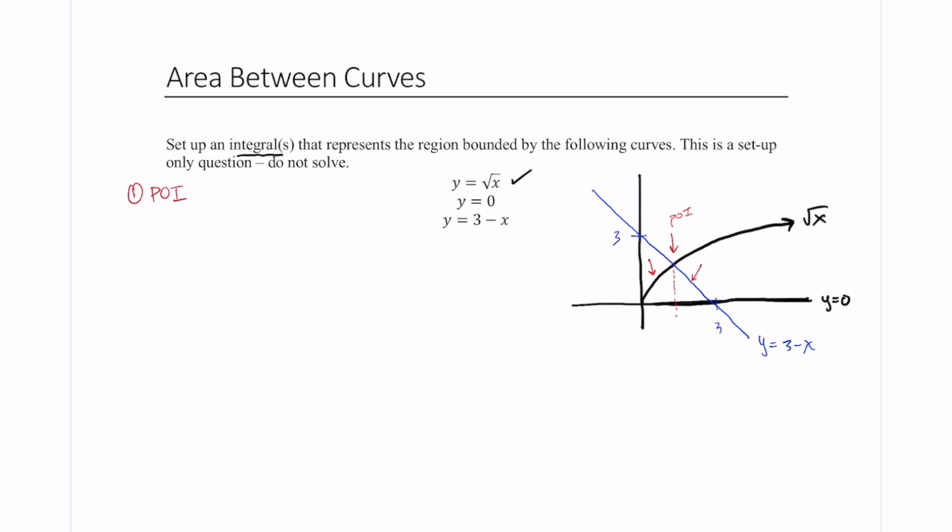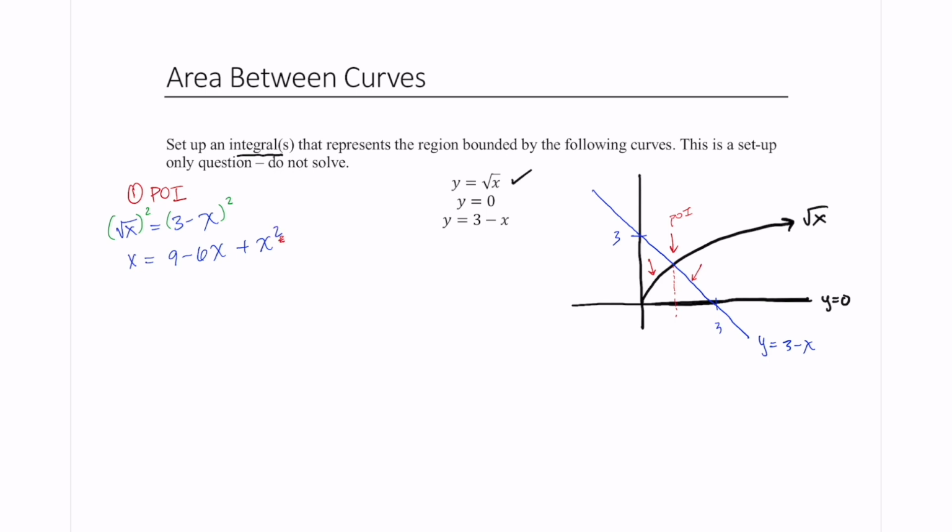So look at the two curves. What two curves are being intersected right now? That's going to be the square root of x intersecting with 3 minus x. How do we solve a square root equation? Well, we would isolate the root and then we would square both sides. So this gives us x is equal to, and then foiling this out, you're going to get 9 minus 6x plus x squared.